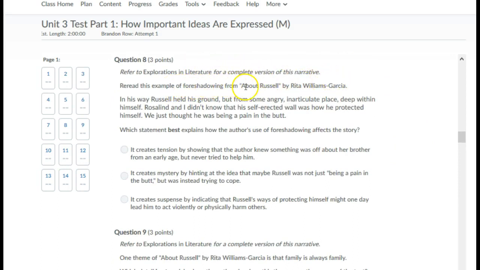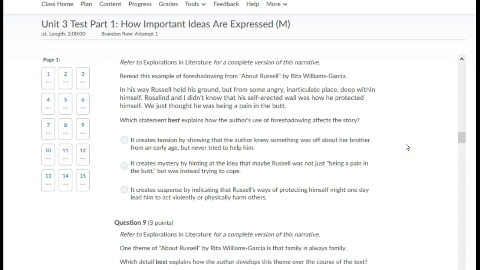Reread this example of foreshadowing from About Russell by Rita Williams Garcia. "In his way, Russell held his ground, but from some angry, inarticulate place deep within himself. Rosalind and I didn't know that his self-erected wall was how he protected himself. We just thought he was being a pain in the butt." Which statement best explains how the author's use of foreshadowing affects the story?